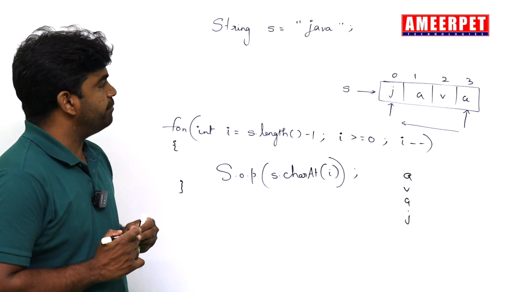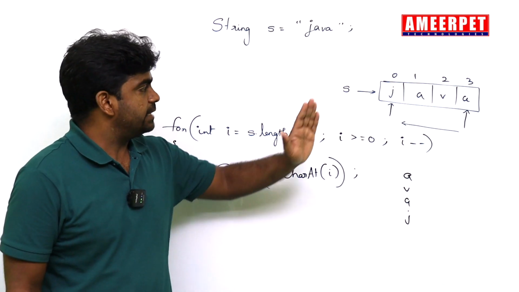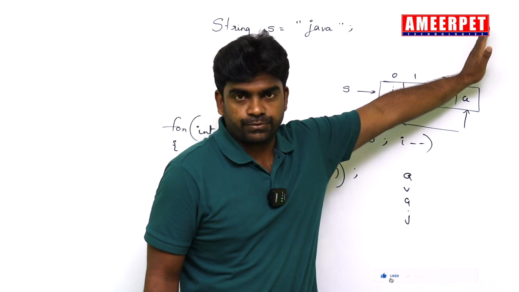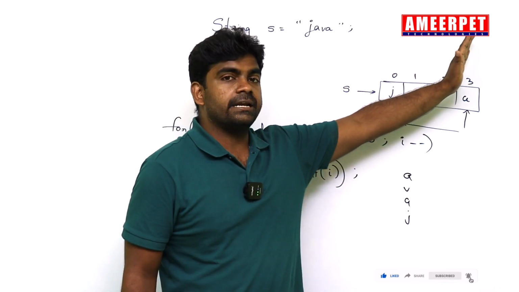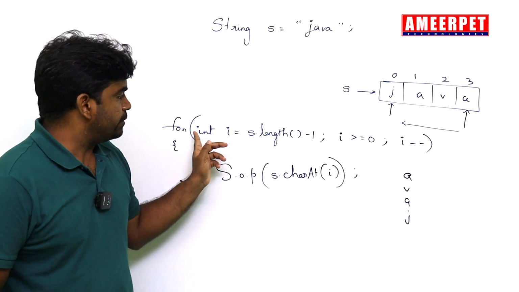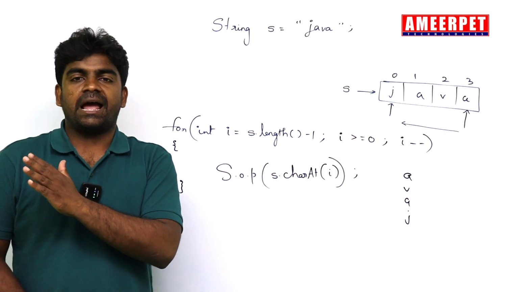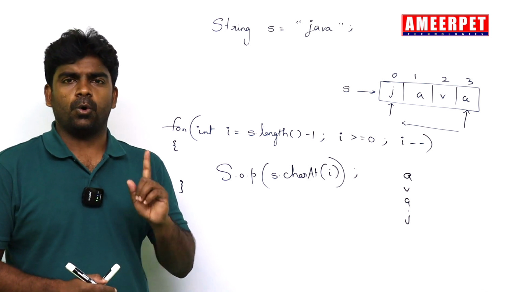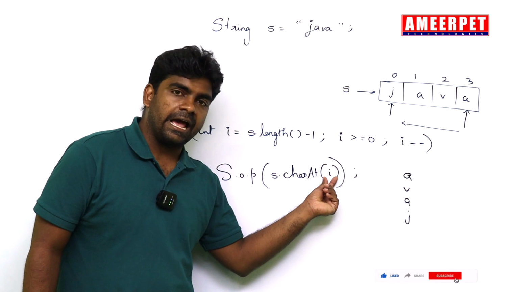This is the simple way of displaying. If you want to display in forward direction, it is 0 to length minus 1. If you want to display in reverse order, it is length minus 1 to 0. We are already good at working with the for loop, how to repeat it in the forward direction as well as in the backward direction. The only thing is you need to call the charAt method and pass the i value.